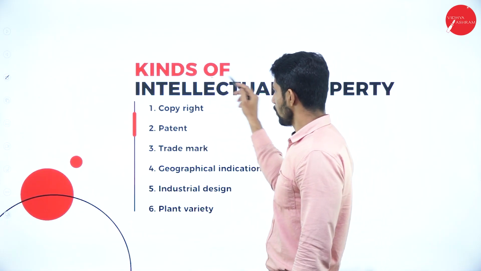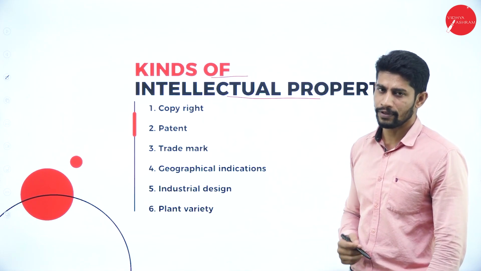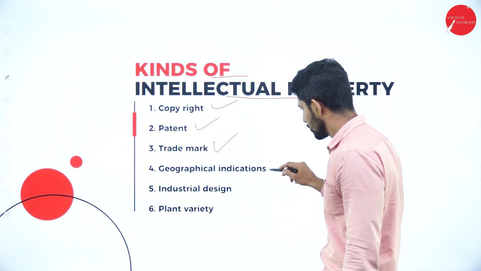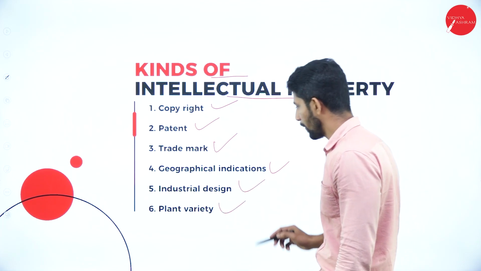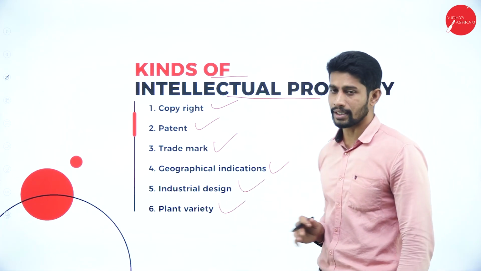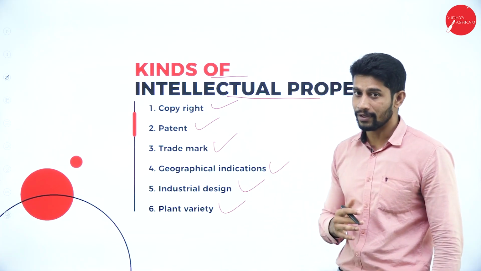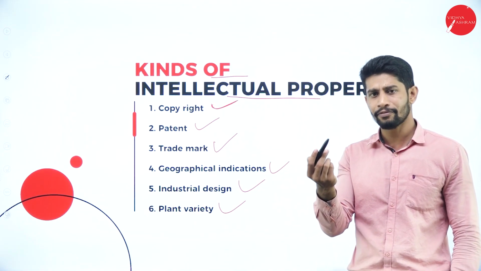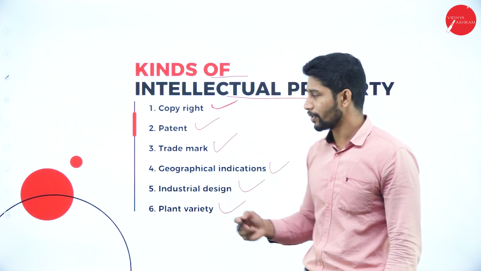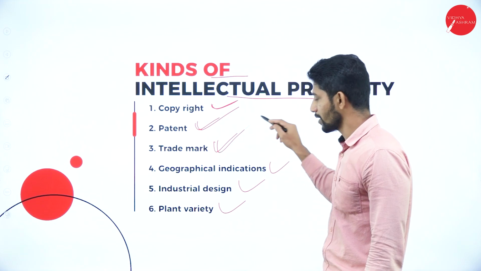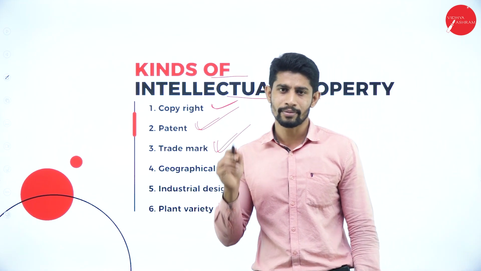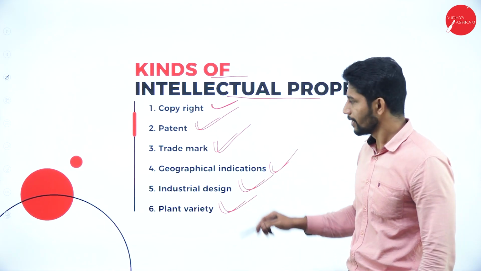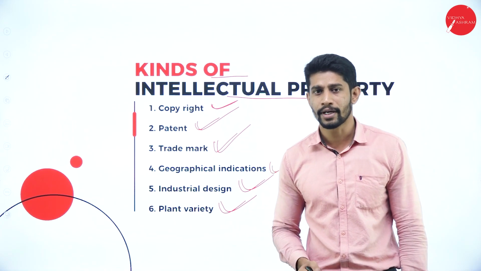Next, if you look into the kinds of intellectual property rights, we have different types: copyright, patent, trademark, geographical indications, industrial design and plant variety. That means we can take intellectual property rights on different inventions with different names. You can take copyright on audiovisuals or music, patents on any products, trademarks on any kind of trademark you have for your brand, and then geographical indications, industrial design and plant variety.